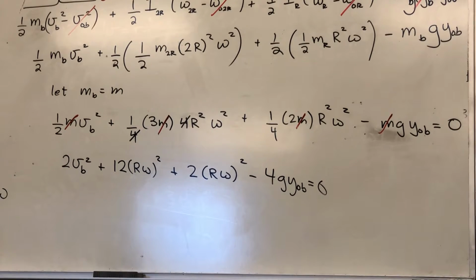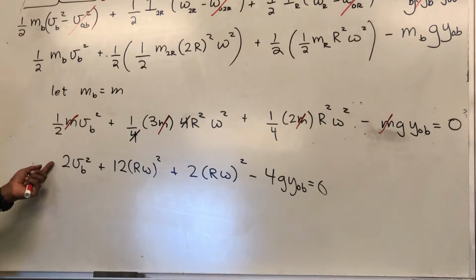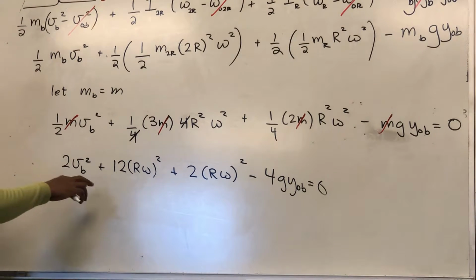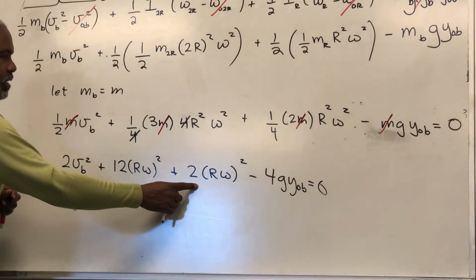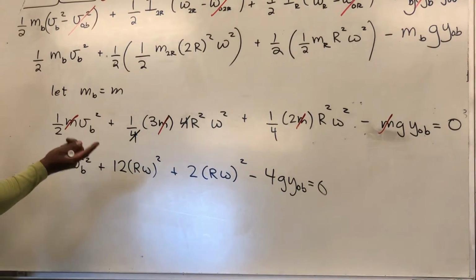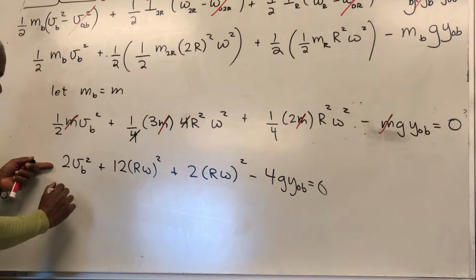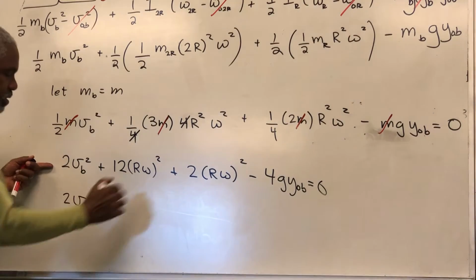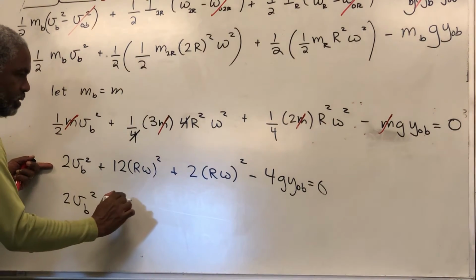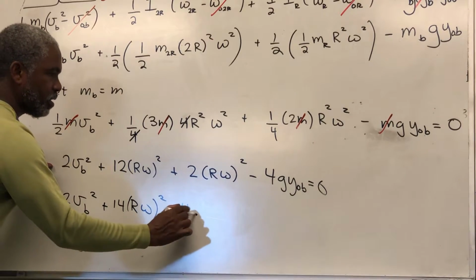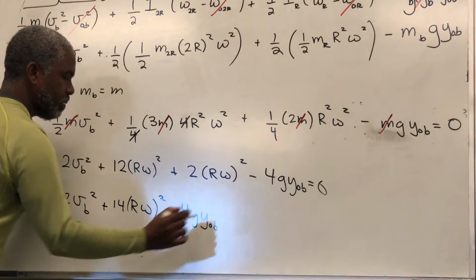Actually, I should have multiplied by less because we have it by 6 instead of 4, but oh well. That's okay. So now we can combine these two, right? We can factor out by 2 if we want, but I'll just keep it like this so I don't do too many things at once. So this is just 14R omega squared equals 4GY naught B.